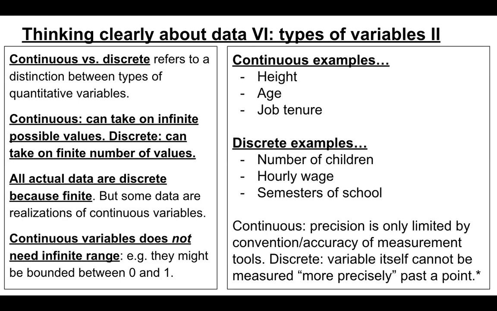So here are some examples. Again, height, age, job tenure will be continuous, and discrete examples might be number of children, or your hourly wage, or semesters of school. And you might think hourly wage, well, that's usually a decimal number, right? But remember that apart from banks and other financial institutions, no actual person counts income in amounts that are smaller than a cent. Many financial institutions do, but someone's wage is always going to be rounded to the cent.